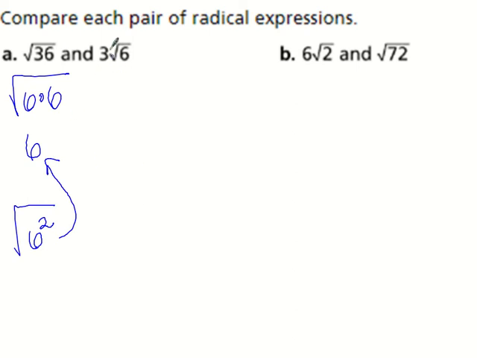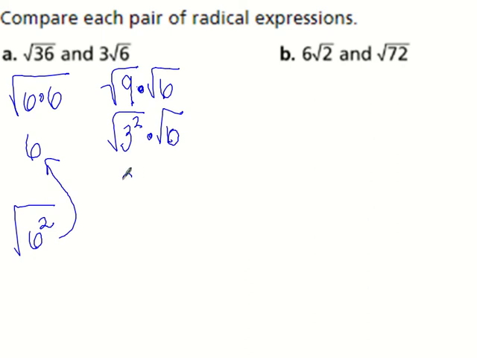Okay? Now if I do this, remember how I worked backwards? So 3 times the square root of 6 is the same as square root of 9 times the square root of 6. That's because this is 3 squared, right, times the square root of 6. That's the same thing. So then I would do the square root of 9 times 6 like this. And when I take the square root, 9 times 6 is 54.